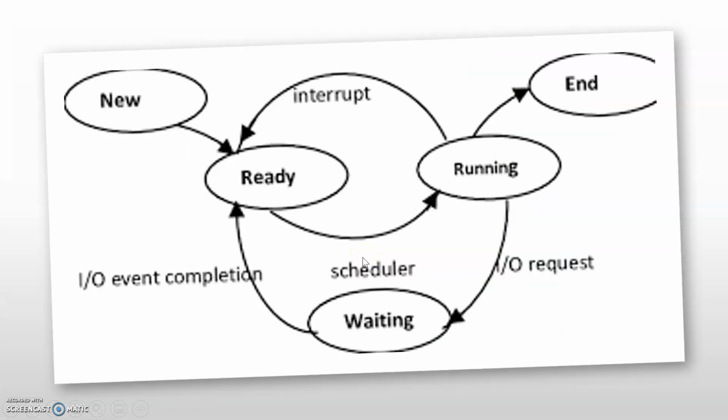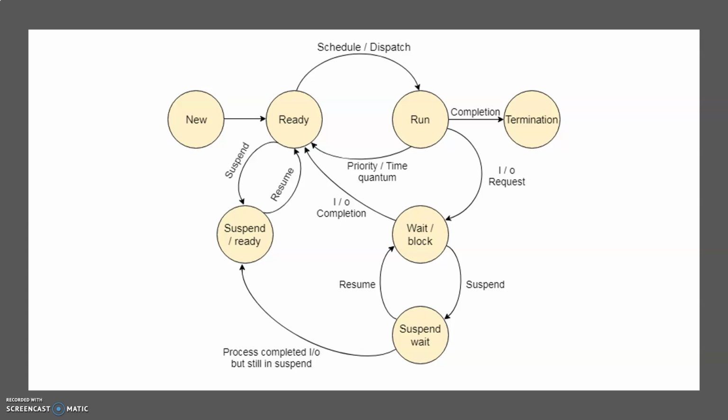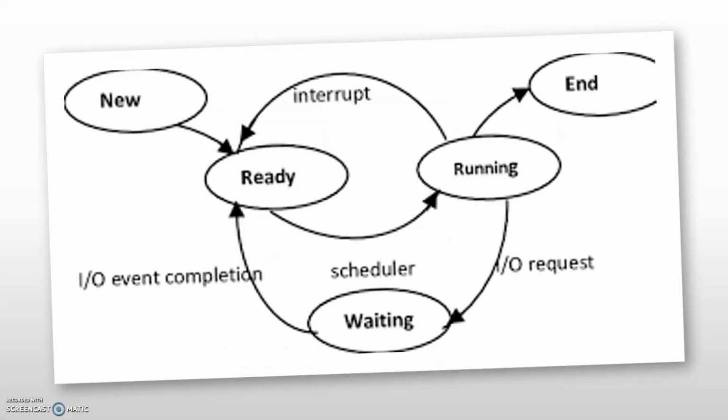Next let us discuss the state diagram of a process. This is a simple state diagram. Next we'll be discussing a little more complicated version. For the simple state diagram, if you are going to write your exam, this is enough. So the first state is new. When a process is getting created, which state will it be in? It will be in the new state.